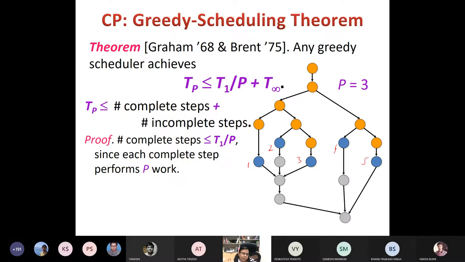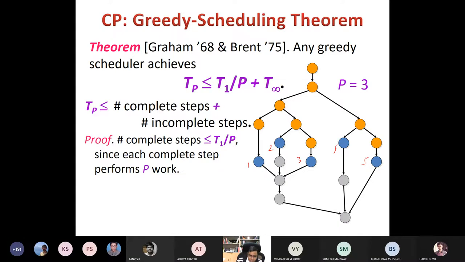1, 2, 3, 4, and 5. So there are 5 ready tasks and the number of processors is 3. We have 5 ready tasks and the number of processors is 3, and this is called a complete step, since each complete step performs P work. At a time, because the number of processors is 3, in this case we have 5 ready tasks and we can complete in this step 3 tasks.